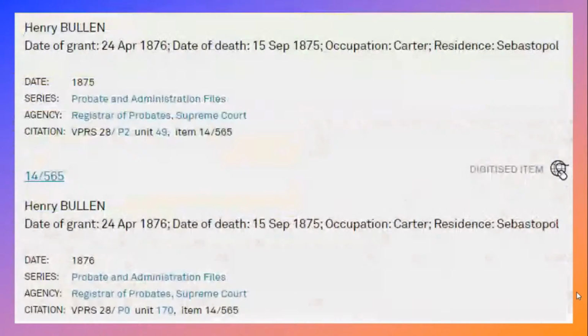The trick with Victorian probates is there's usually more than one file, and some files I've seen there's five or six pieces of the file. So don't just find one digitized item and think you've got it all. It may be that you just have to search around a bit and there might be two or more. So in Henry's case, there are two files, and I can just click on the digitized item icon on the right-hand side, and it will bring up those two files for me to look at.